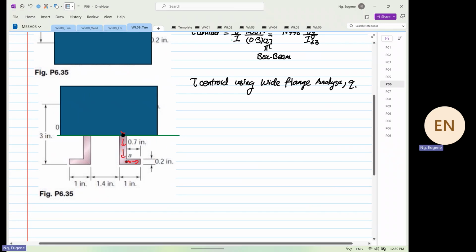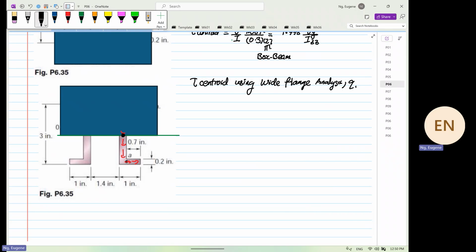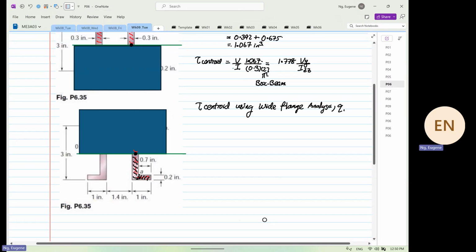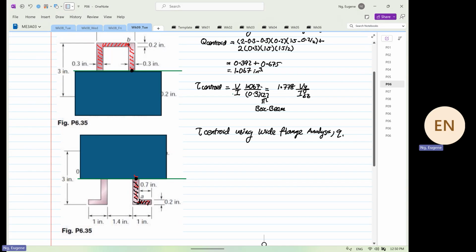So the area to consider is this area now. So I'm going to divide this into this area over here and the other area over there. Now I want you to see the difference in Q value. So Q centroid. The width, so I'm taking the smaller flange, 0.7. The depth is 0.2.